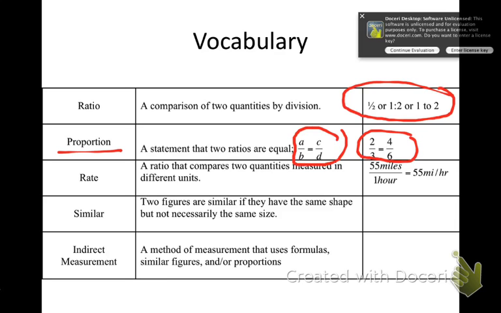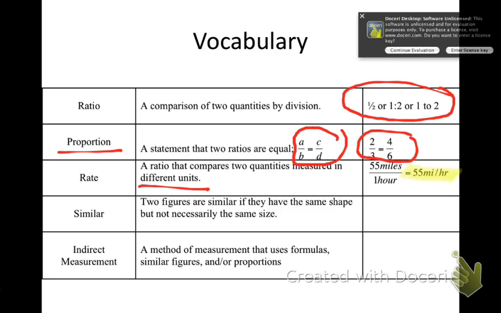A rate is a ratio that you see almost on a daily basis. A ratio that compares two quantities measured in different units. So rate, the key is there, the different units. And again, this is something you see every day, probably driving to school. Miles per hour. That is a rate. When you go to fill up your car, how many times do you think about the miles per gallon you're getting in your car? That's a rate.